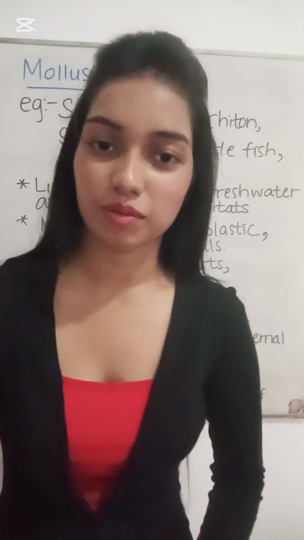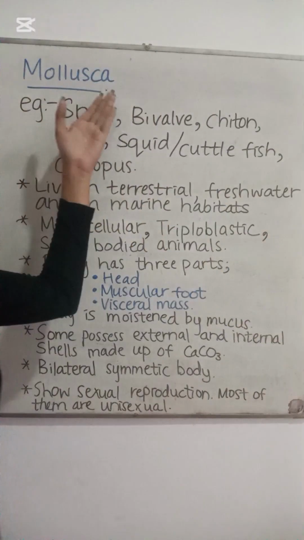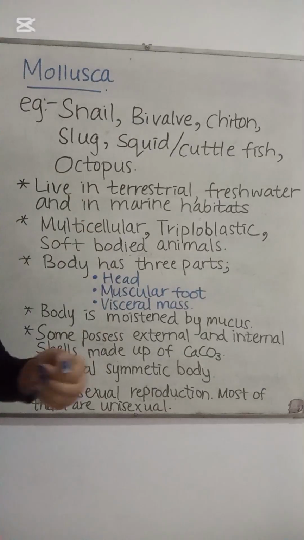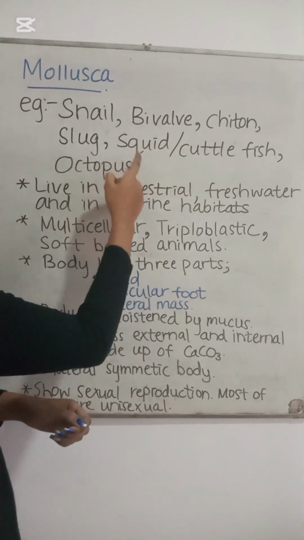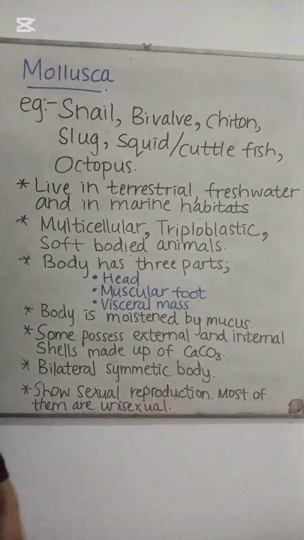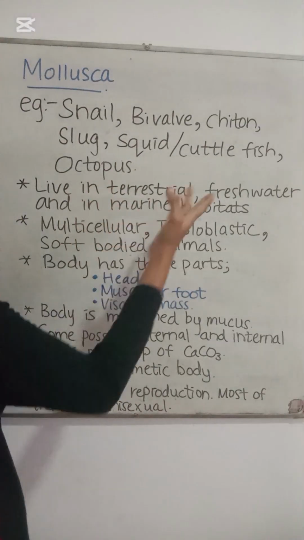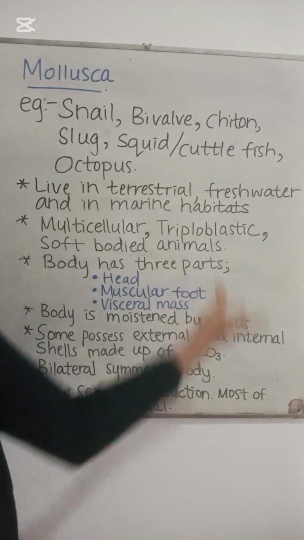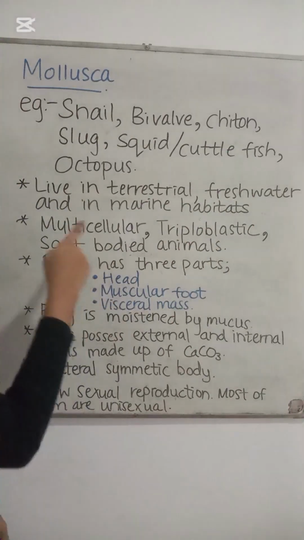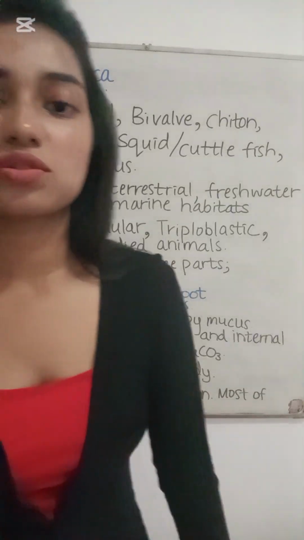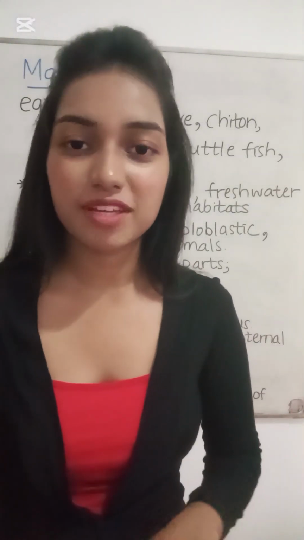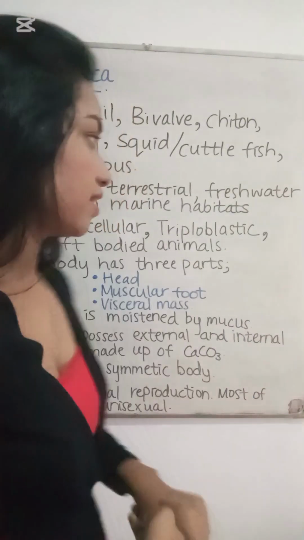Now we are going to talk about the phylum Mollusca. Examples are given: snail, bivalve, chiton, slug, squid or cuttlefish, and octopus. They live in terrestrial, freshwater, and in marine habitats. They are multicellular organisms and they are triploblastic. Now you know what is meant by triploblastic. They are having three germinal layers in their body.